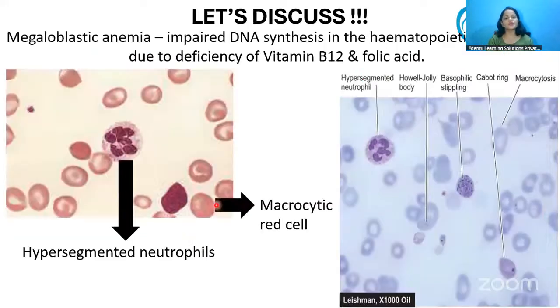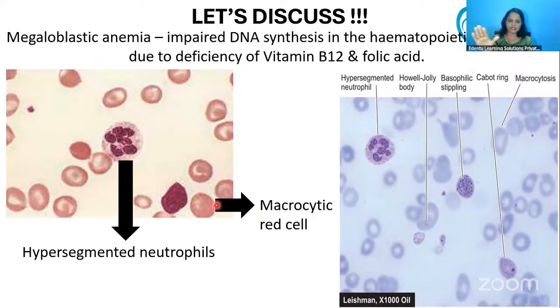Megaloblastic anemia is the anemia caused due to impaired DNA synthesis. Why is DNA synthesis impaired? Because of the deficiency of vitamin B12 and folic acid. Because of this deficiency, DNA formation in the hematopoietic precursor cells is not happening properly, so it results in megaloblastic anemia.